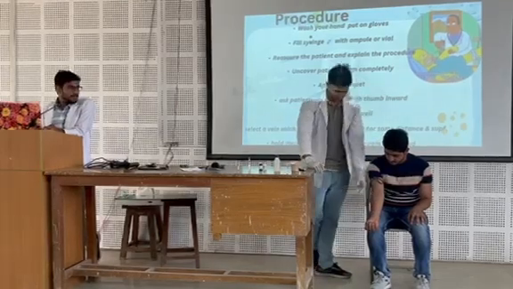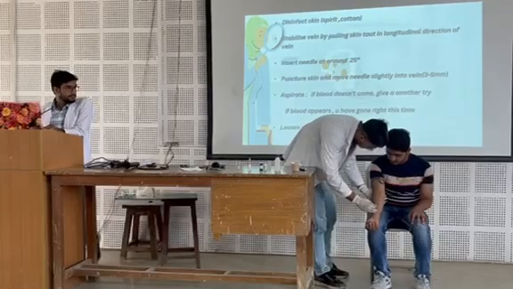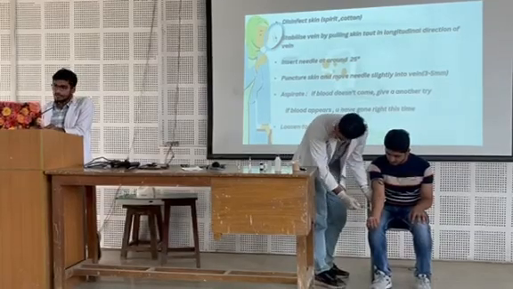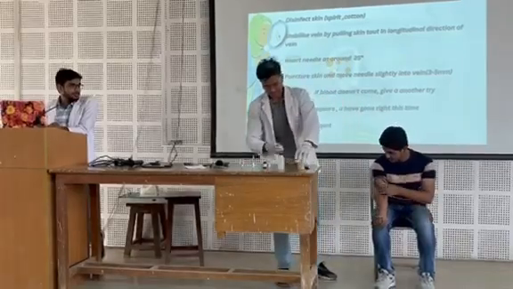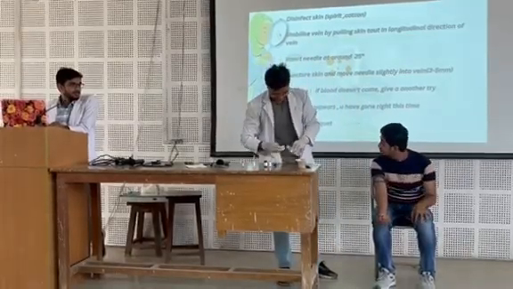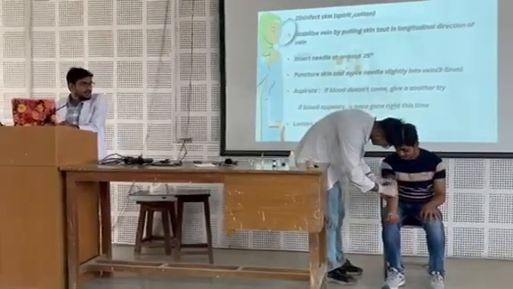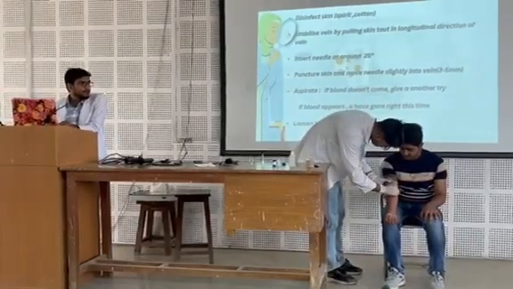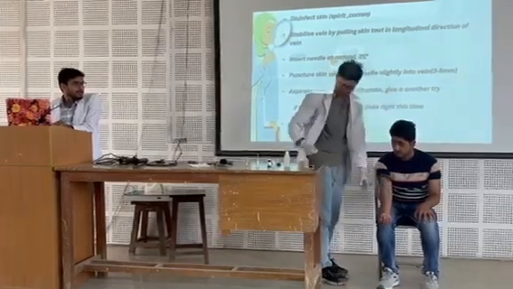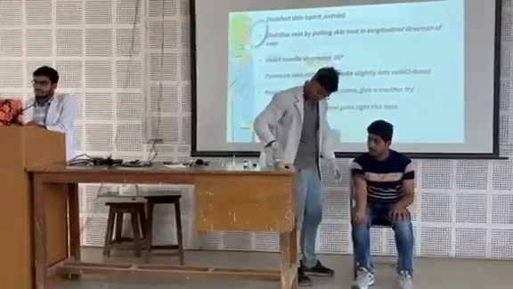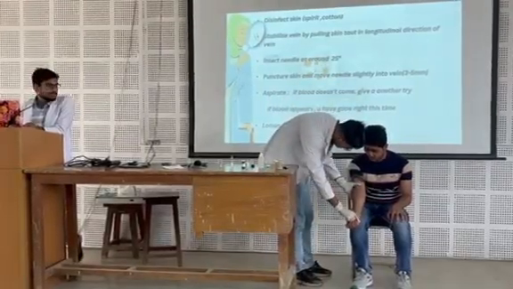We will hold the patient's arm below the vein to be used. We will disinfect the skin with spirit and cotton. While disinfecting, we will apply the cotton in a circular movement from inward to outward, in an onion peel appearance. We will stabilize the vein by pulling the skin taut in the longitudinal direction of the vein.